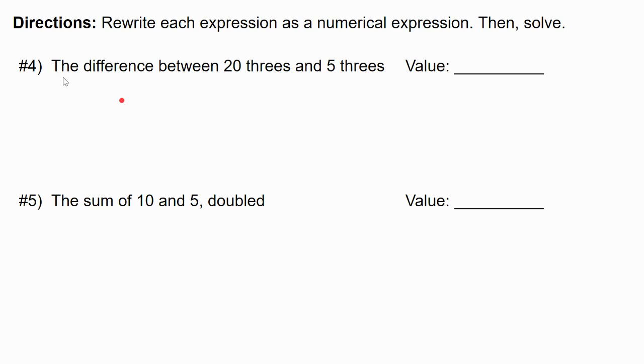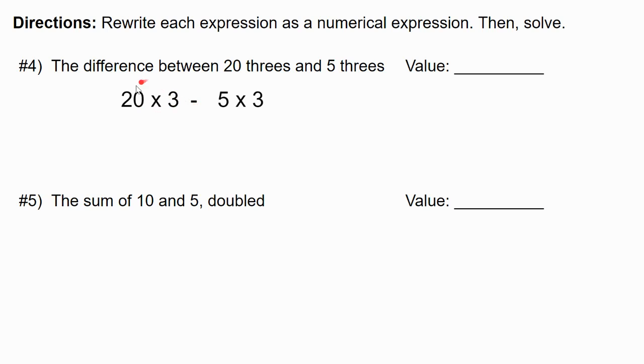Now let's go ahead and try number 4 and 5. Here we have the difference between 23s and 5 3s. Well, remember, the difference is the answer to a subtraction problem. So we're going to use the subtraction symbol. 23s is like 20 groups of 3. So we're going to be multiplying 20 times 3. We'll get that answer and then subtract the answer to 5 3s or 5 groups of 3, which is 5 times 3.